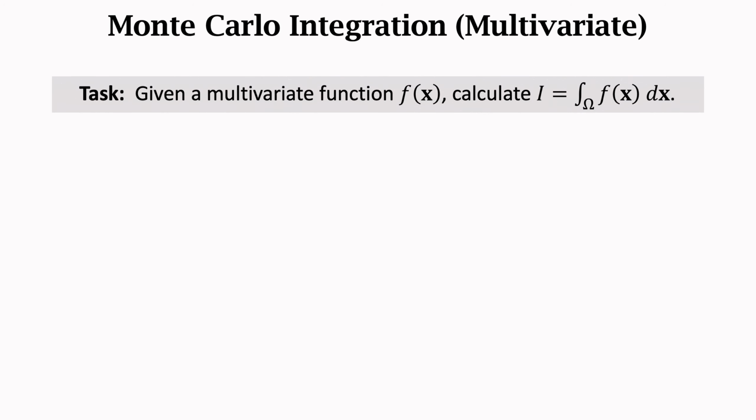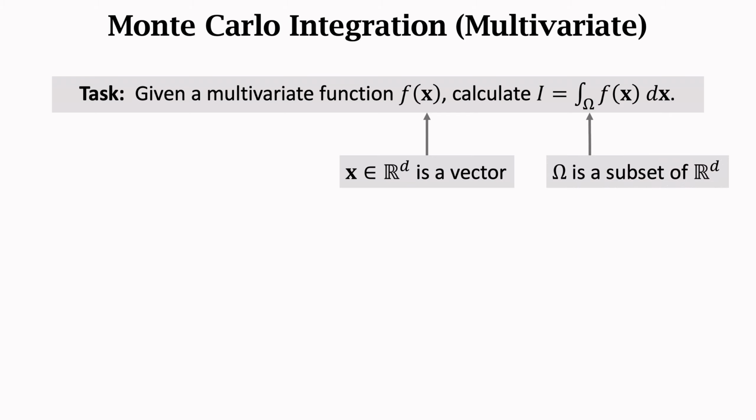We have learned Monte Carlo integration for univariate functions. Now, let's do it for multivariate functions. Multivariate functions are functions of vector variables. Denote the vector variable by vector x. We want to calculate the integral of f of x on the set omega. Analytically calculating the integral of multivariate functions is way harder than for univariate functions. Oftentimes, an analytical solution does not exist. Monte Carlo is perhaps the most useful method for computing high-dimensional integrals.